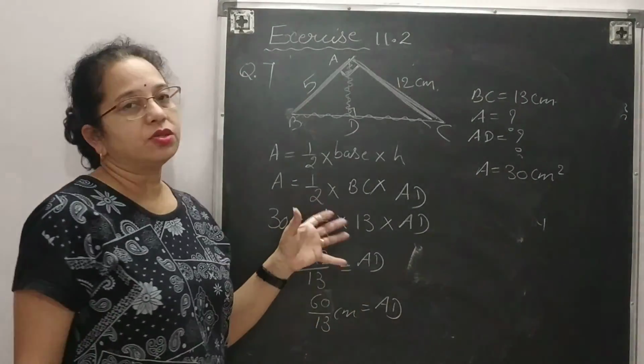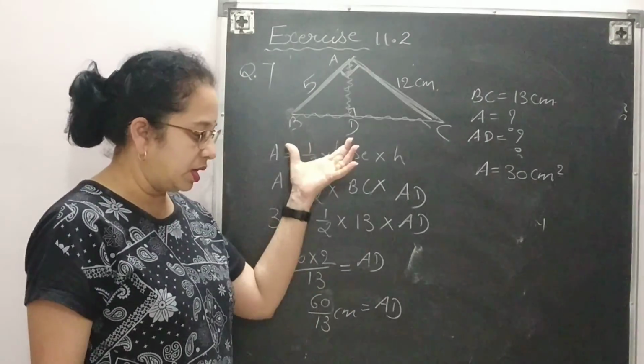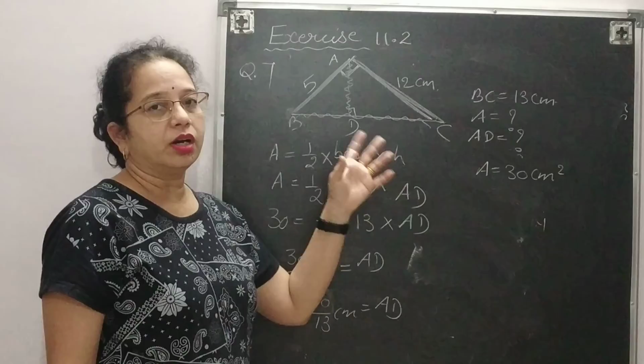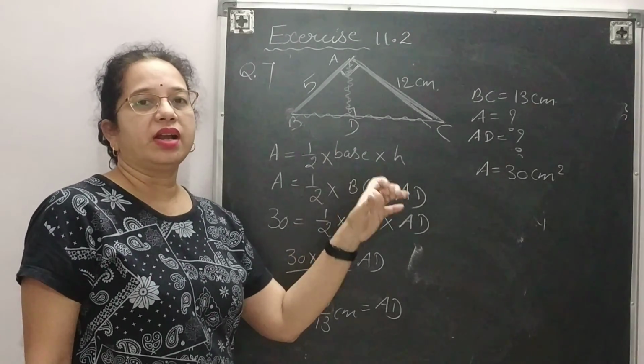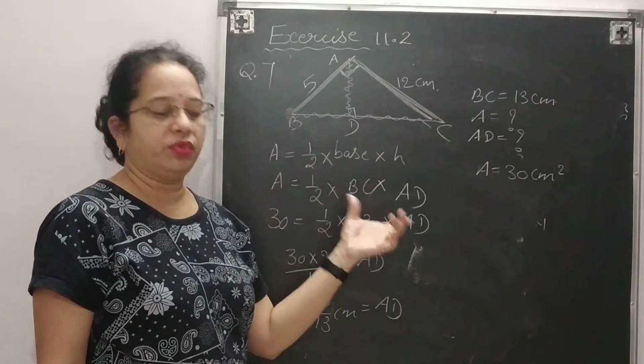Question number 8 is also based upon the same thing. Again in the figure two perpendiculars, two heights are given. So we will decide one height and for that height which one will be the base. Accordingly we will solve.